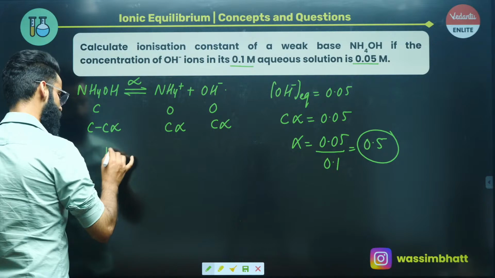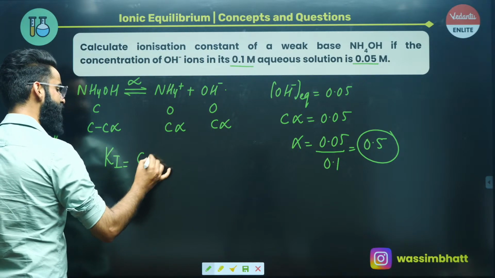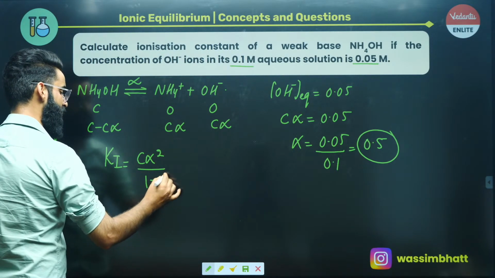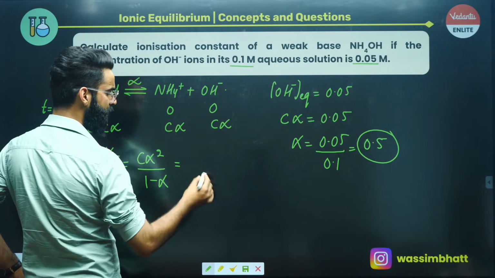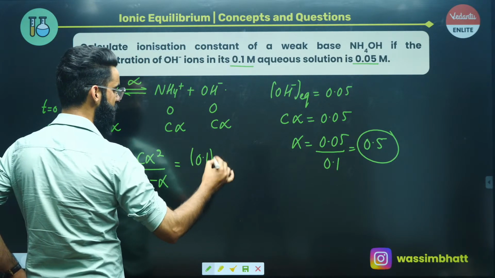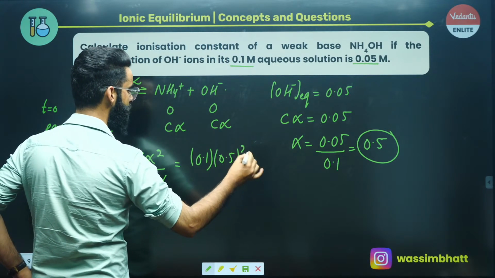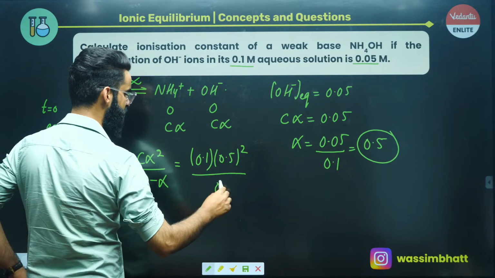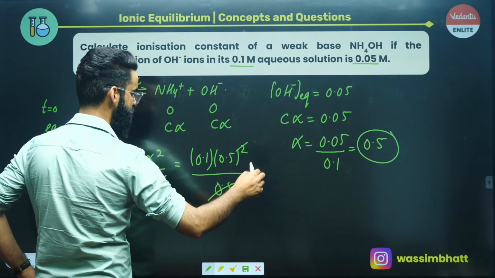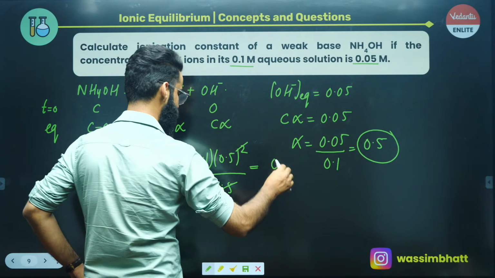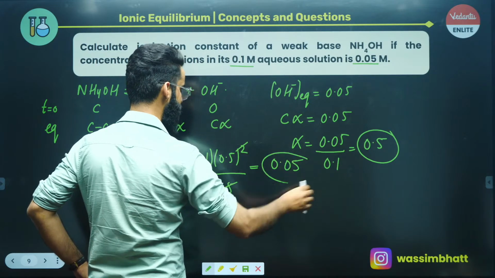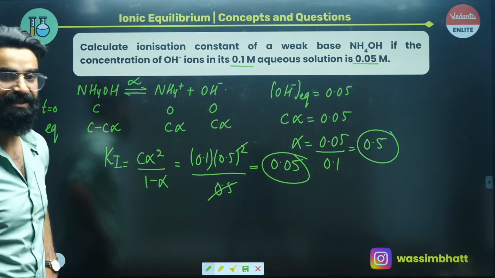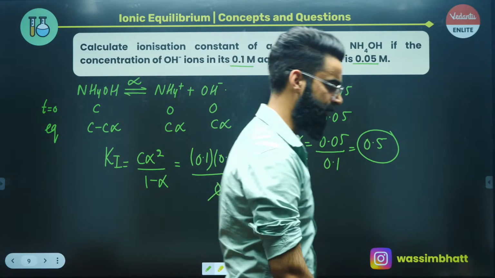So you are just going to write the expression for Ki, which is normally C alpha squared divided by 1 minus alpha. And the C value, you know, is 0.1. The alpha value is 0.5, so it's 0.5 squared. 1 minus 0.5 comes out to be 0.5, so one 0.5 cancels. The final value comes out to be exactly 0.05. So this is exactly the value of Ki which you were supposed to calculate as per the question.